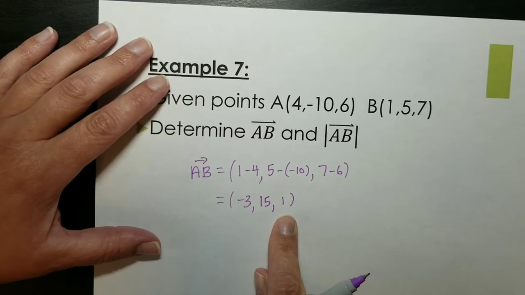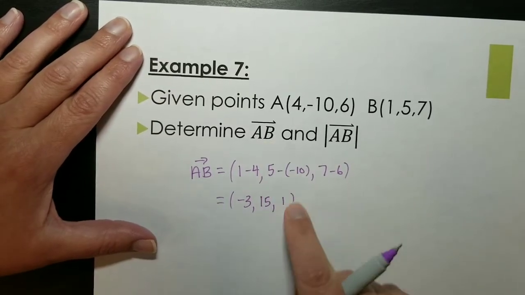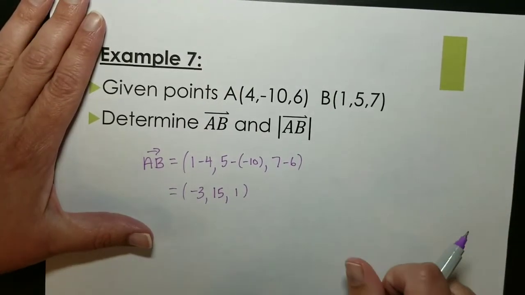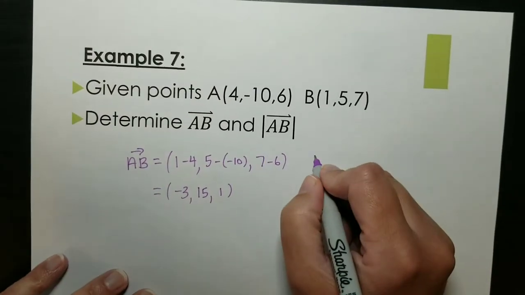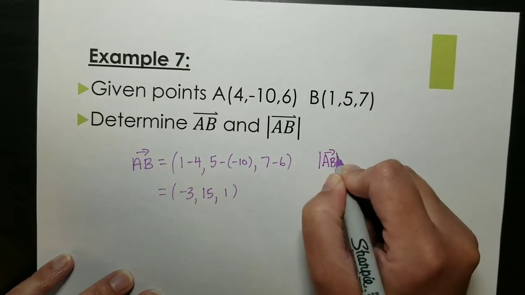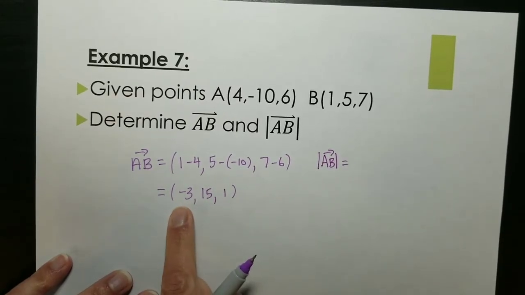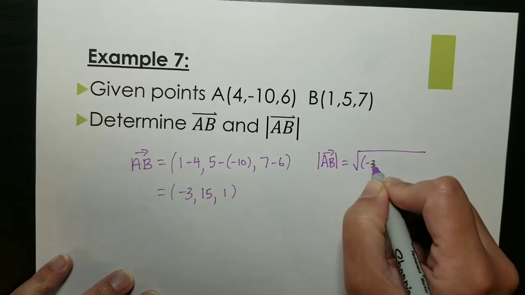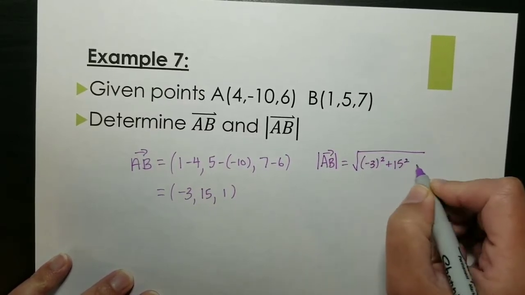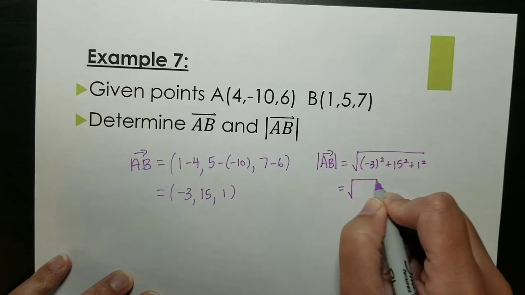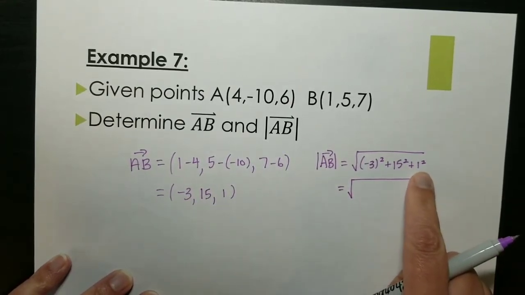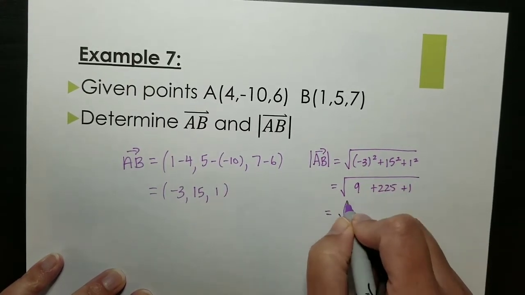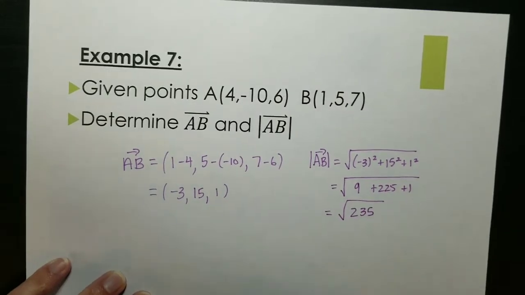So that's vector AB in component form. It doesn't ask for a certain form, so I'm fine just to leave it like that, but I could rewrite it in unit vector form with i hat, j hat, and k hat. The magnitude of this is going to be basically the square root of x squared plus y squared plus z squared. So the square root of -3 squared plus 15 squared plus 1 squared. So that's 9 plus 225 plus 1. So I guess I'll show my work because I already wrote a very big square root. And the square root of 235.